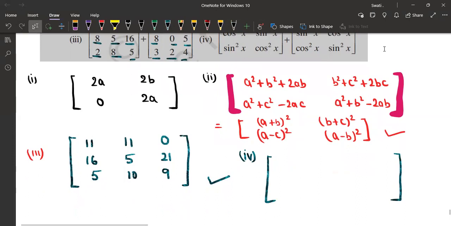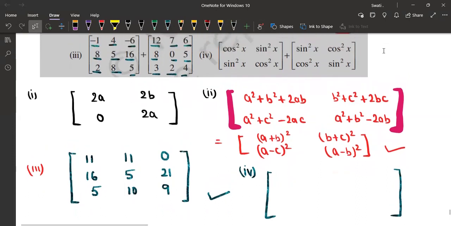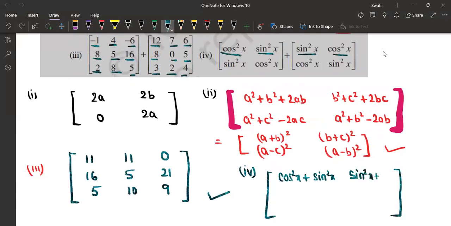All right, so let's do the fourth question. In the fourth question, the entries we have to write are: the first entry is cos square x plus sine square x. The second entry is sine square x plus cos square x. Next is sine square x plus cos square x. And the last entry is cos square x plus sine square x.